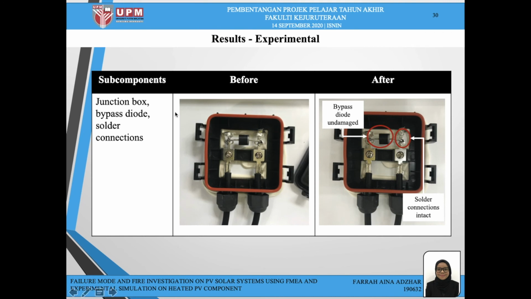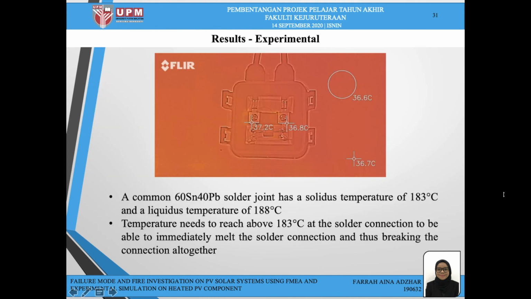So here we have the image of the junction box, as well as the bypass diode right here and the solder connections. So I expect the heat will be conducted through the wire and cause solder point failure. But after the experiment, we see no changes in the bypass diode because it remains undamaged and the solder connections are still intact.